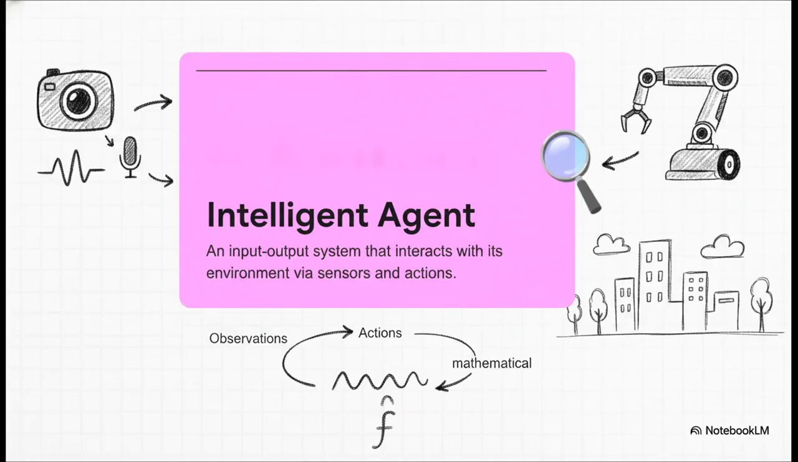Well, in the study of AI, we look at intelligence through the lens of an agent. You can think of it kind of like a highly advanced feedback controller. Basically, it's an input-output system. It takes in observations from the world using sensors, cameras, data feeds, things like that, and then it executes actions to actually change that environment. Its behavior is ultimately driven by a mathematical function. That function determines its absolute best next move, based entirely on everything it's observed in the past.